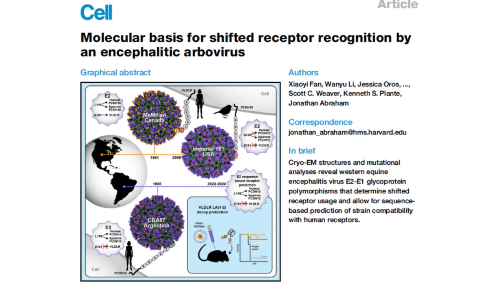Imagine this: a virus, one that causes serious neurological problems. It kind of fades away for decades, and then boom, it suddenly reappears. That's basically the story of Western equine encephalitis virus, WEEV. It's an arbovirus transmitted by mosquitoes. And people mostly thought it was, well, a thing of the past.